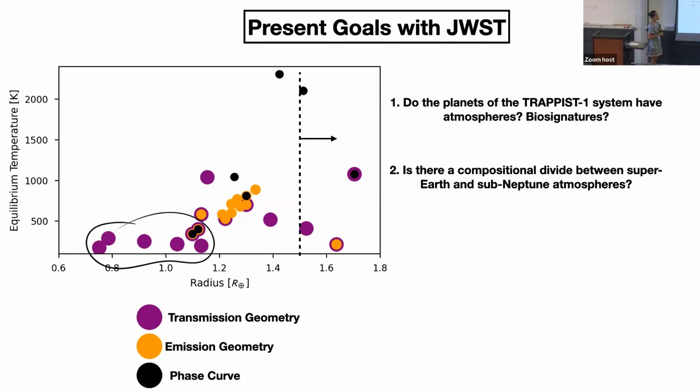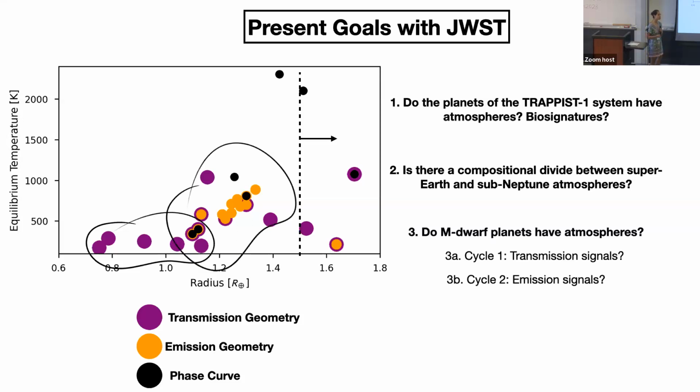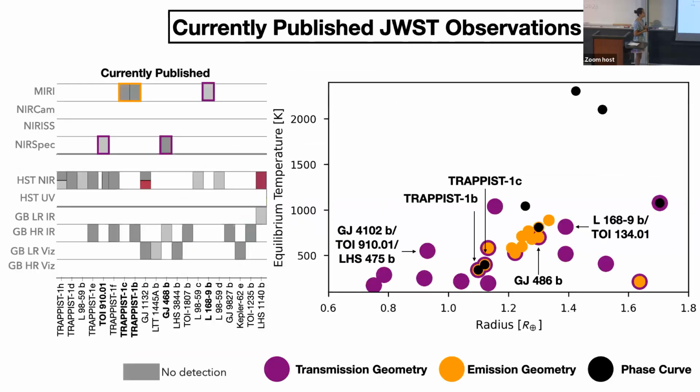And then the last one is more generally, in addition to the Trappist-1 system, do M-dwarf planets have atmospheres, yes or no? And I think what's interesting is in cycle 1, it looks like there was a big push to do transmission observations of those planets. And in cycle 2, the strategy has switched to being a little bit more skewed towards emission observations, which I think is great, right? It shows balance. It shows that we're utilizing as many techniques as possible to try and understand these systems.